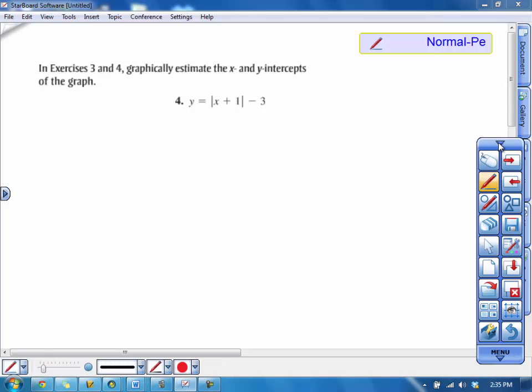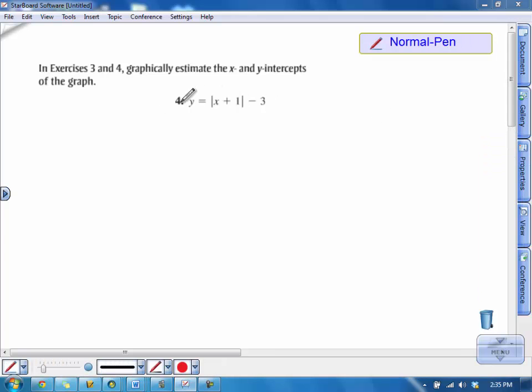Okay, these are some exam review problems that are going to be very similar to what you're going to see on your exam. Let's start with the first one on your exam review sheet. It's number 4 on page 162. It says y equals the absolute value of x plus 1 minus 3. It wants us to estimate the x and y intercepts from a graph.